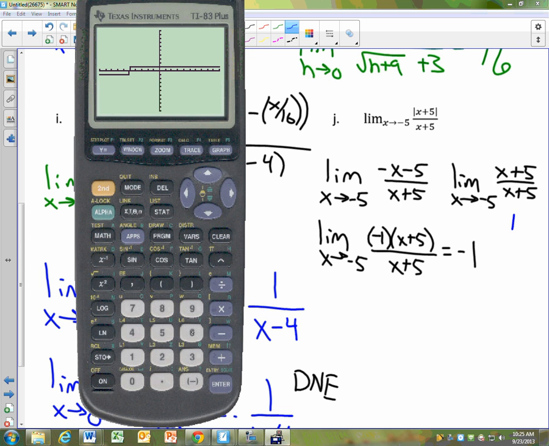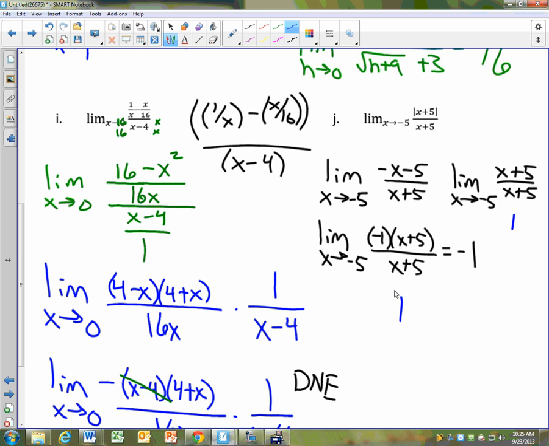What do you notice is the value of the function behind -5? -1. What's the value of the function after -5? +1. So if you're approaching -5, you have to approach from the left and the right. And you can see that from the left, the output is -1. From the right, the output is +1. So therefore, the limit does not exist.